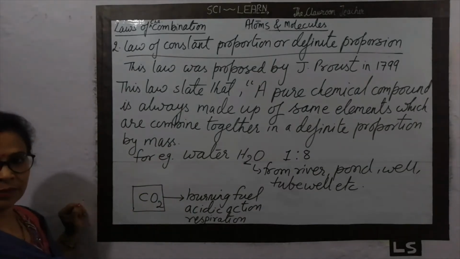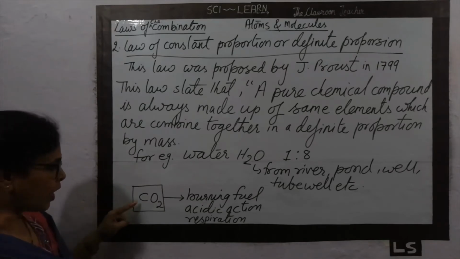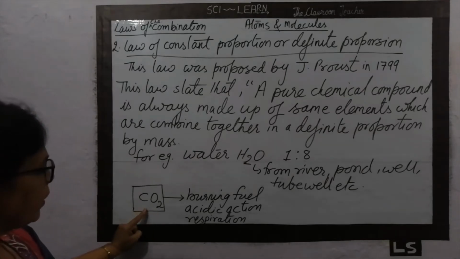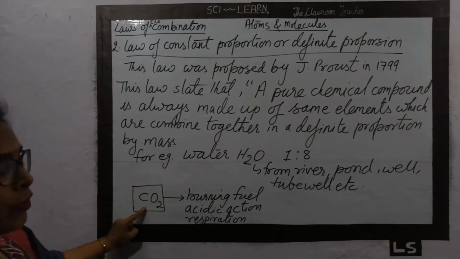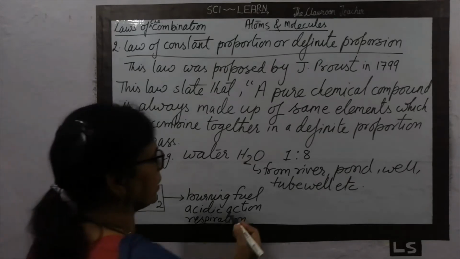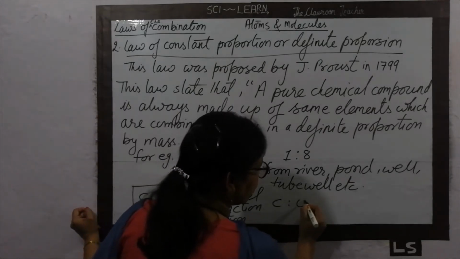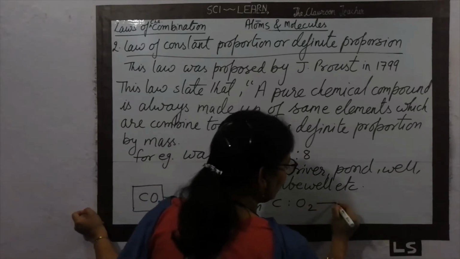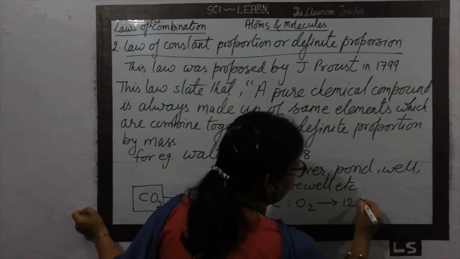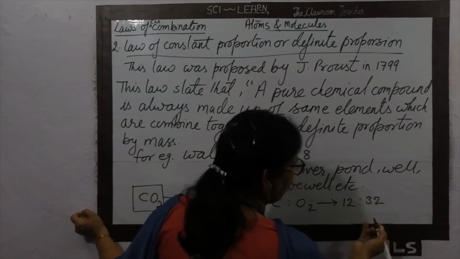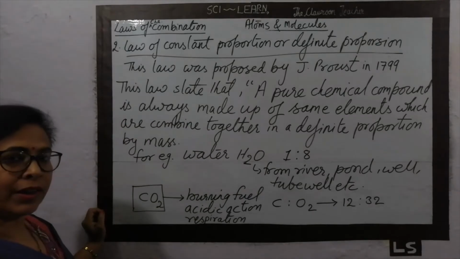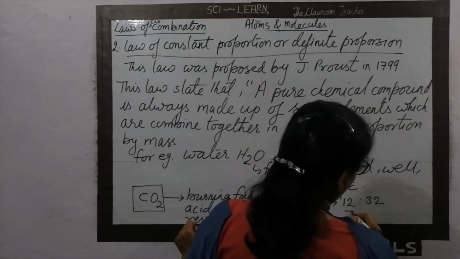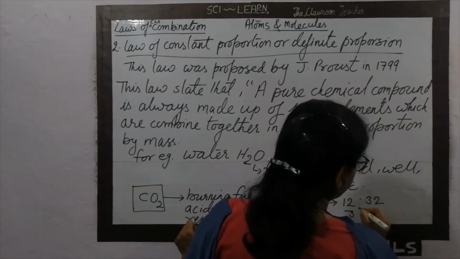It never changes. You know very well what the mass of carbon is? It is 12. What is the mass of oxygen? It is 16. If we calculate the mass ratio, the proportion of carbon and oxygen in carbon dioxide, what do we get? One part of carbon combines with two parts of oxygen. So it is 12:32. And how do we simplify it? By dividing by 4. 4 3s are 12 and 4 8s are 32.